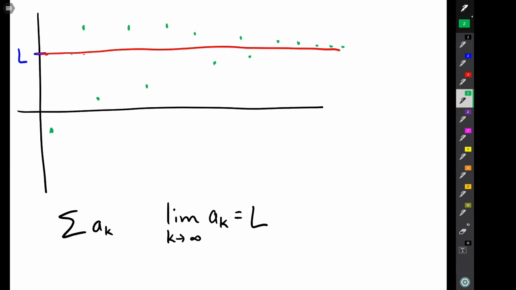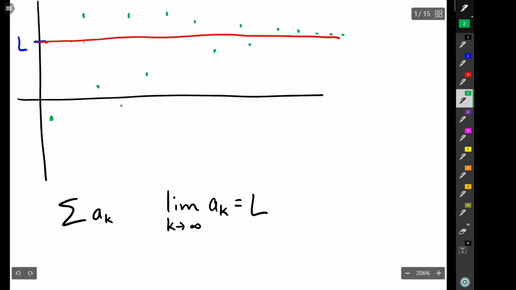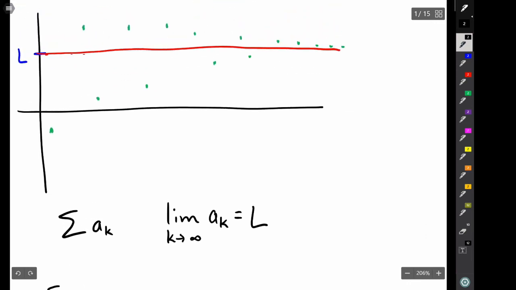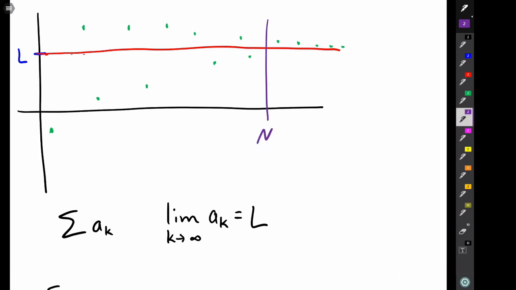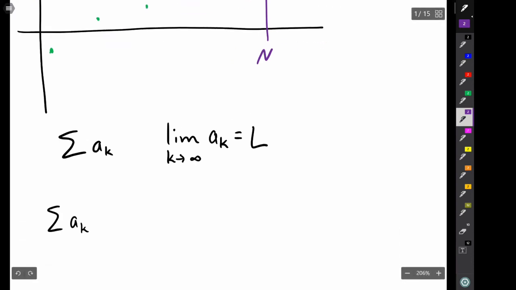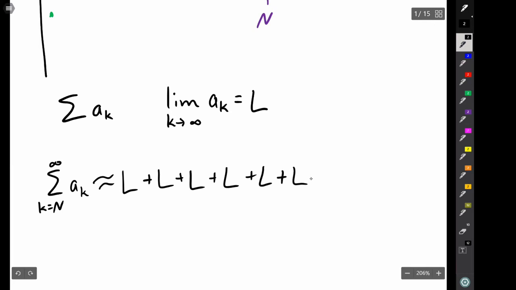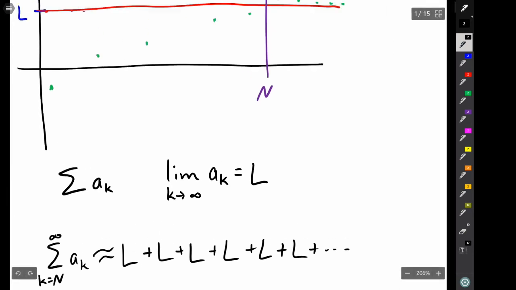So what does that mean is happening? Well, if these values are approaching L, then at some point, let's say this is capital N right here, after this point in the sequence, everything here is really close to L. What we're essentially doing there, then, is saying, from k equals N to infinity, this series basically looks like L plus L plus L plus L plus L plus L. You get the point here. We just keep adding up L over and over.